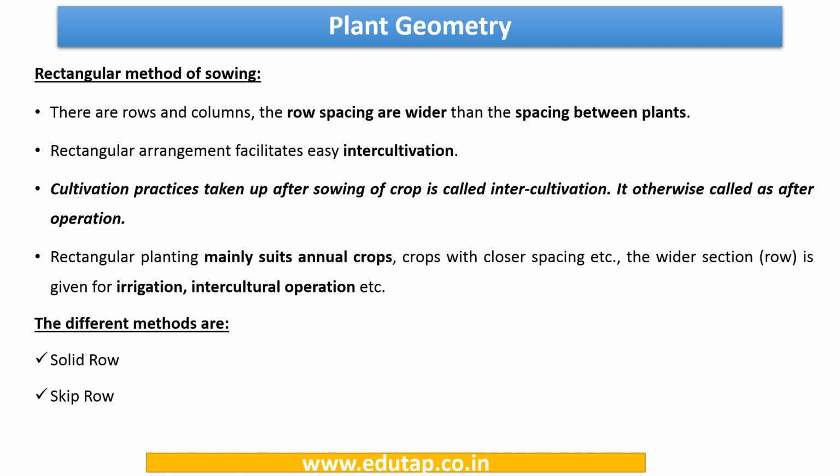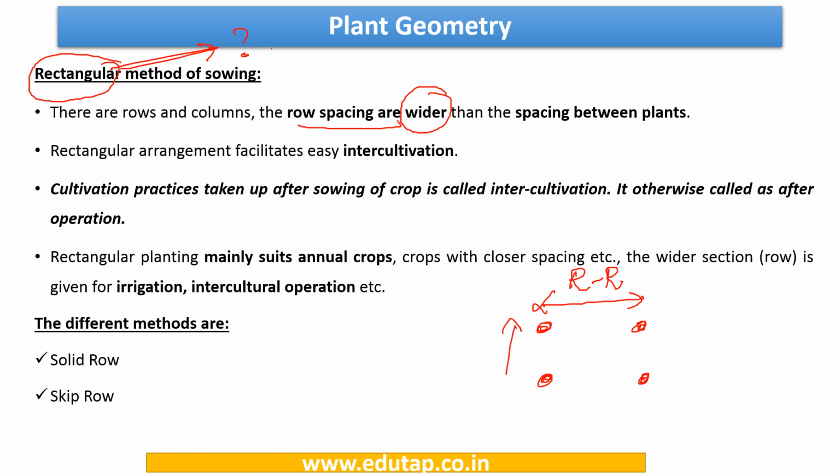Now we come to the rectangular method of sowing. Okay, again, gauge from the name, what do we mean by rectangular method? So obviously there are rows and columns, we know that. Now the row spacing is wider than the spacing between plants. So let us just take an example here. So here's a plant. Okay, so this is row to row spacing, R to R. Okay, and this is our plant to plant spacing. Here in the case of rectangular method of sowing, you would see that this R to R spacing, this distance is going to be more than this distance. That is what is mentioned in the first line.